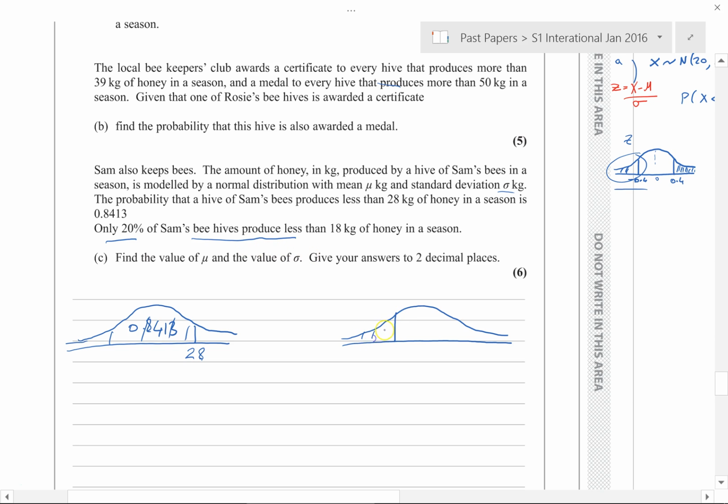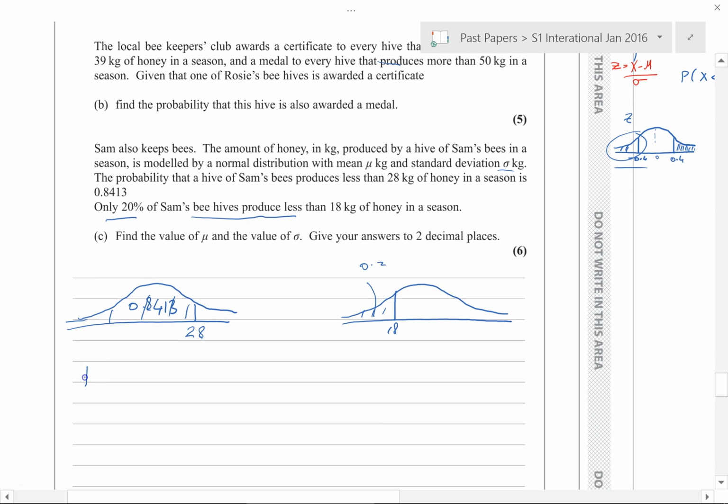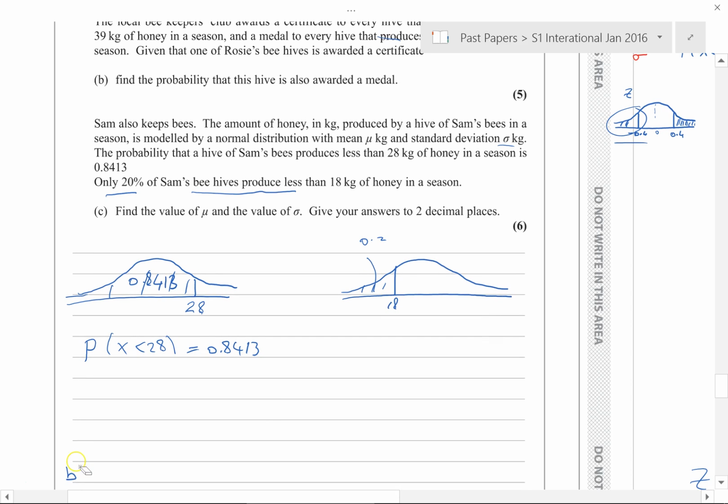So we've got 20% here, 0.2, and that number is 18. On the most basic level, we know that our mean is somewhere between 18 and 28. If we don't get an answer like that, then we really know that we're in trouble. Okay, so let's write this out. We'll do them one by one. The probability that x is less than 28 is equal to 0.8413.